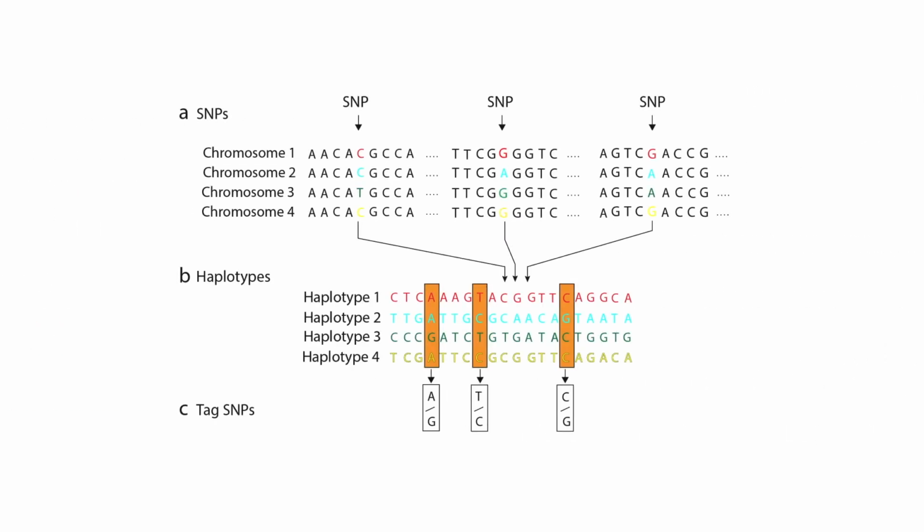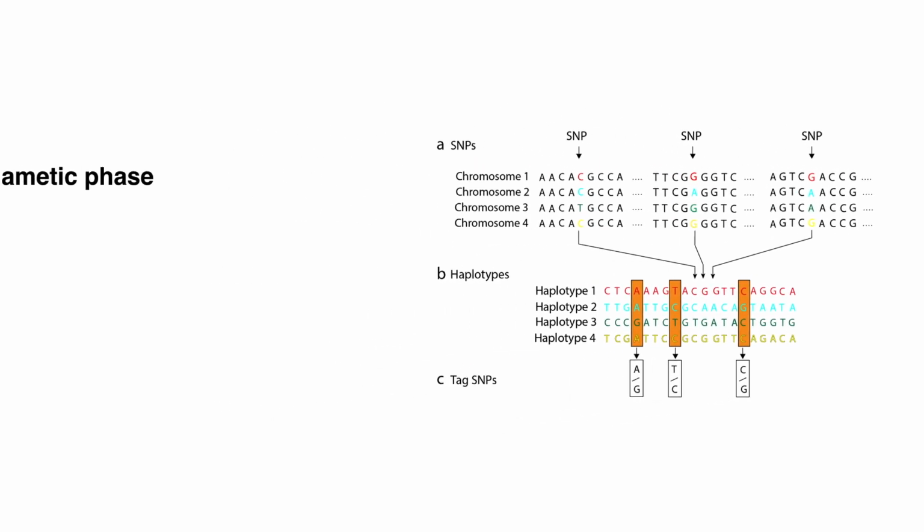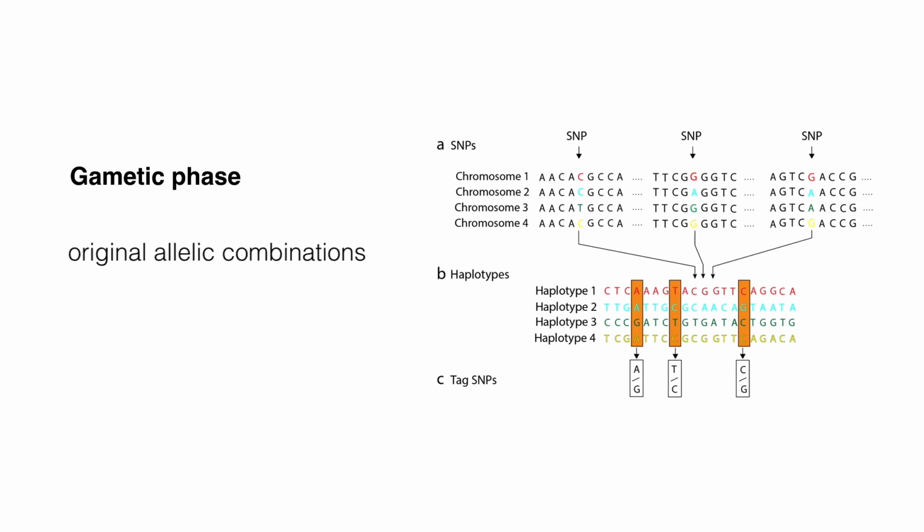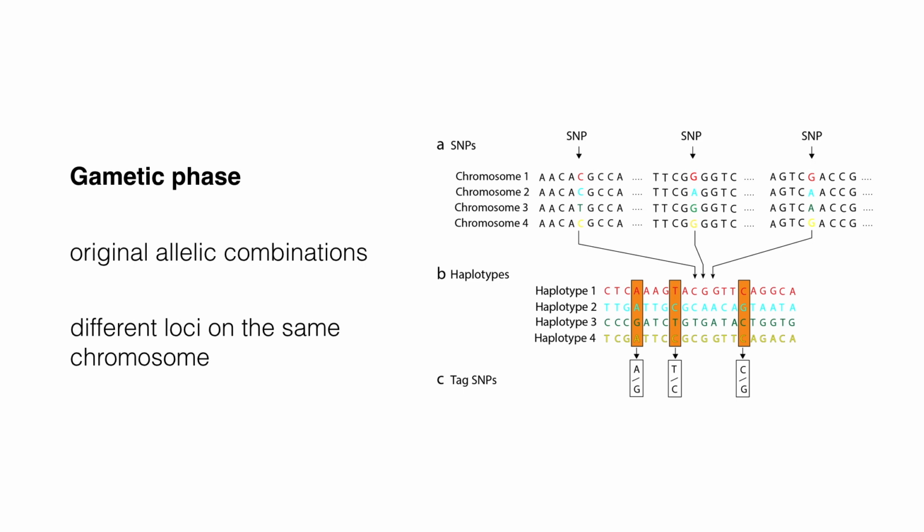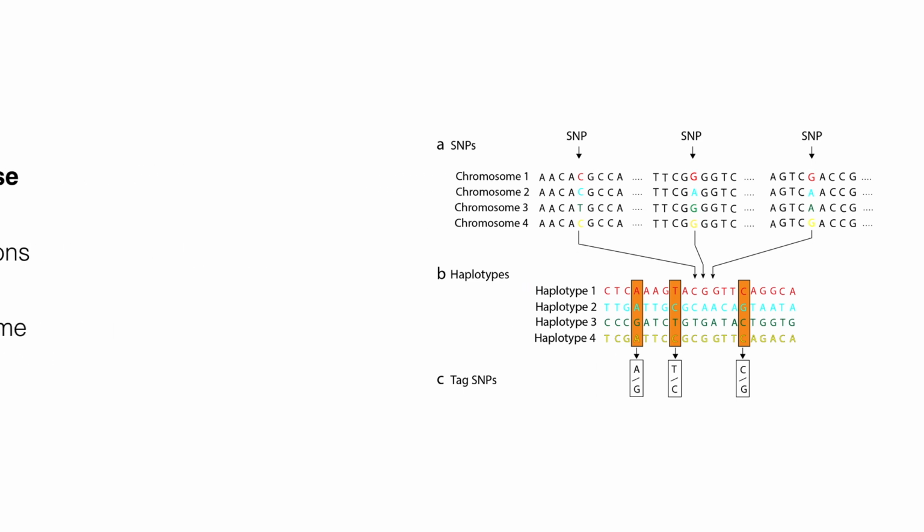Another problem that comes from genotyping is that sometimes you don't know which allele belongs to which haplotype. So we use phasing, a way of going from genotypes to haplotypes. In a diploid individual, the gametic phase represents the original allelic combination that individual receives from each parent. It is therefore a particular association of alleles at different loci on the same chromosome or haplotype.